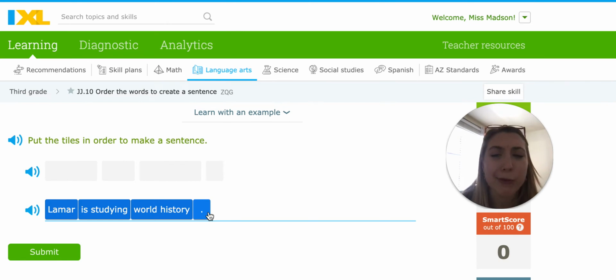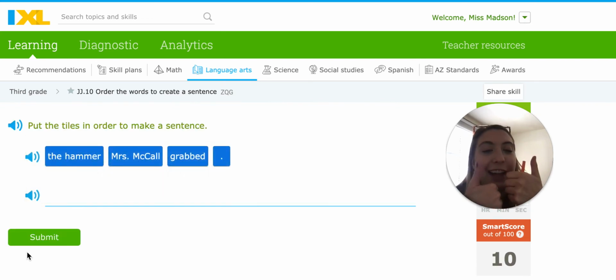So now, before I click submit, I'm going to read through it and see if it makes sense. What's going to help today for homework is if we read through each sentence and see, wait, does it make sense when I hear it? If it doesn't make sense, then we might want to try rearranging the words. Lamar is studying world history. That sounds like a good sentence, so I know I'm going to press submit. And we got it. So let's try another one.